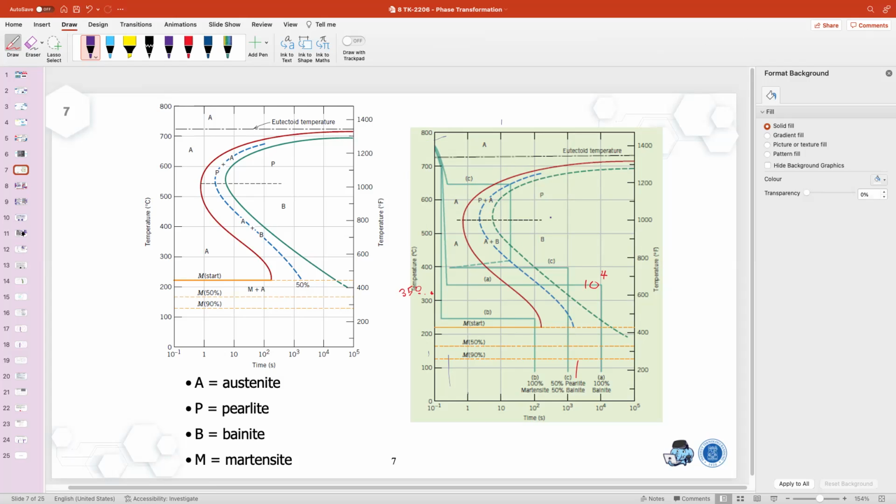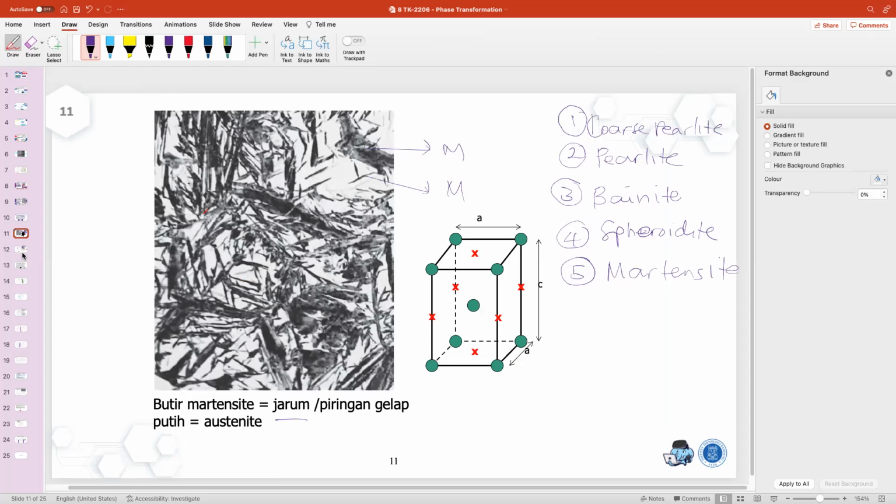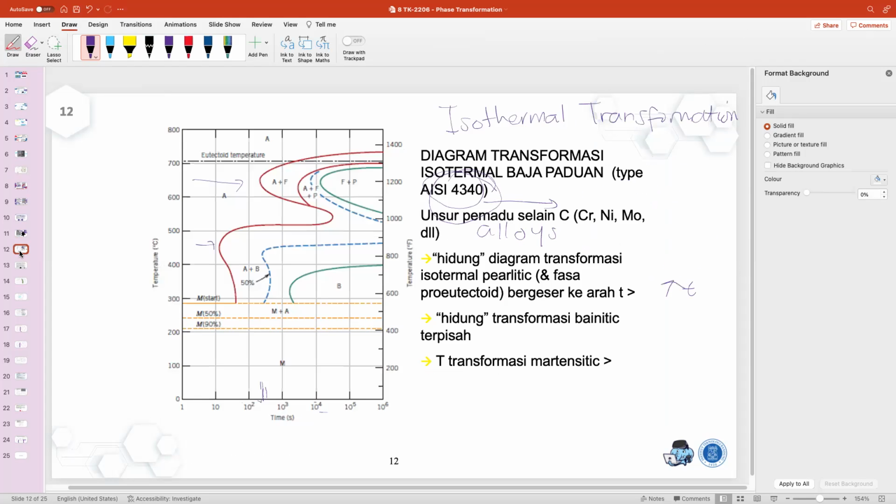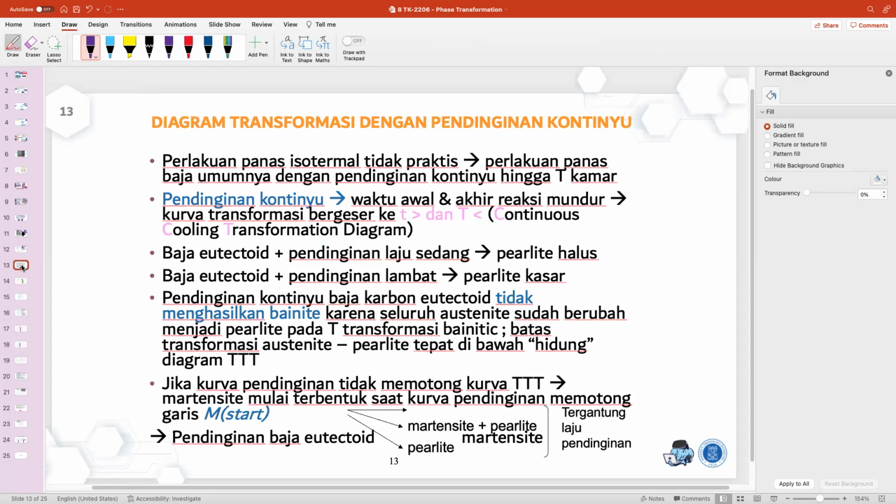Okay, so the next thing that I would like to explain to you, which is much more applied in the industry, is called continuous cooling, or continuous cooling transformation. Okay, so the next one I would like to see is continuous cooling transformation.